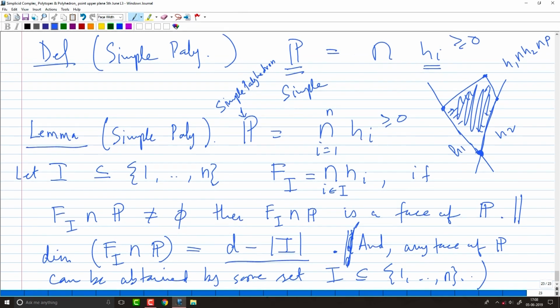Take any face of the polytope, even this face, let us say. Then you should have taken just H 2 and you would have been done, right. H 2 intersection P would have been this face. This face will be just H 2 intersection P. The only place I need this simplicity assumption is here.